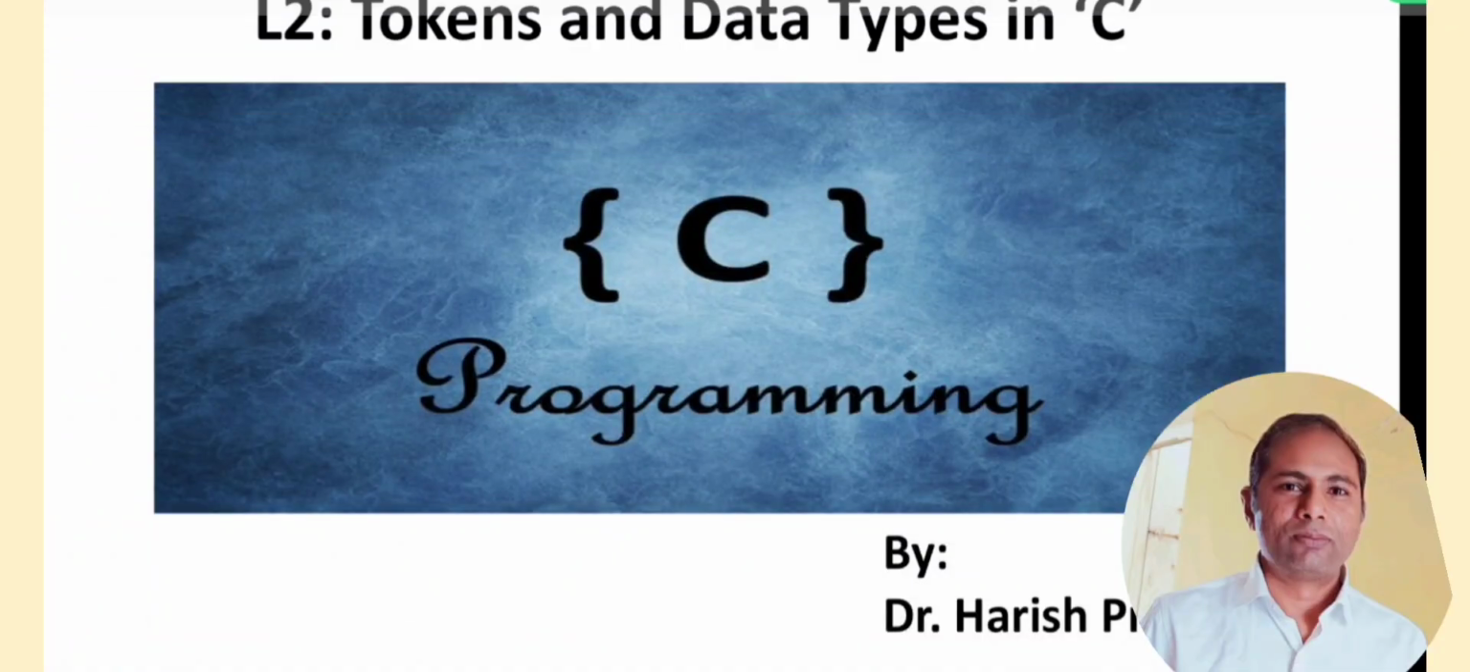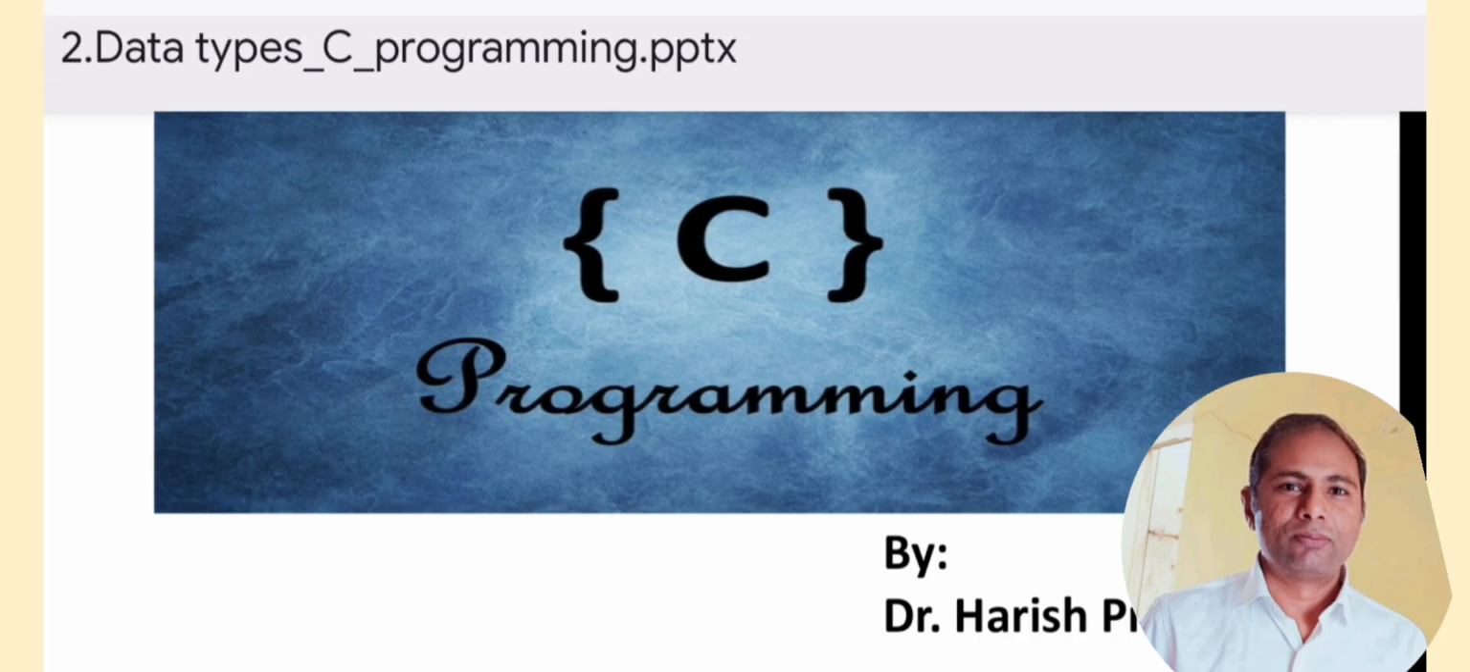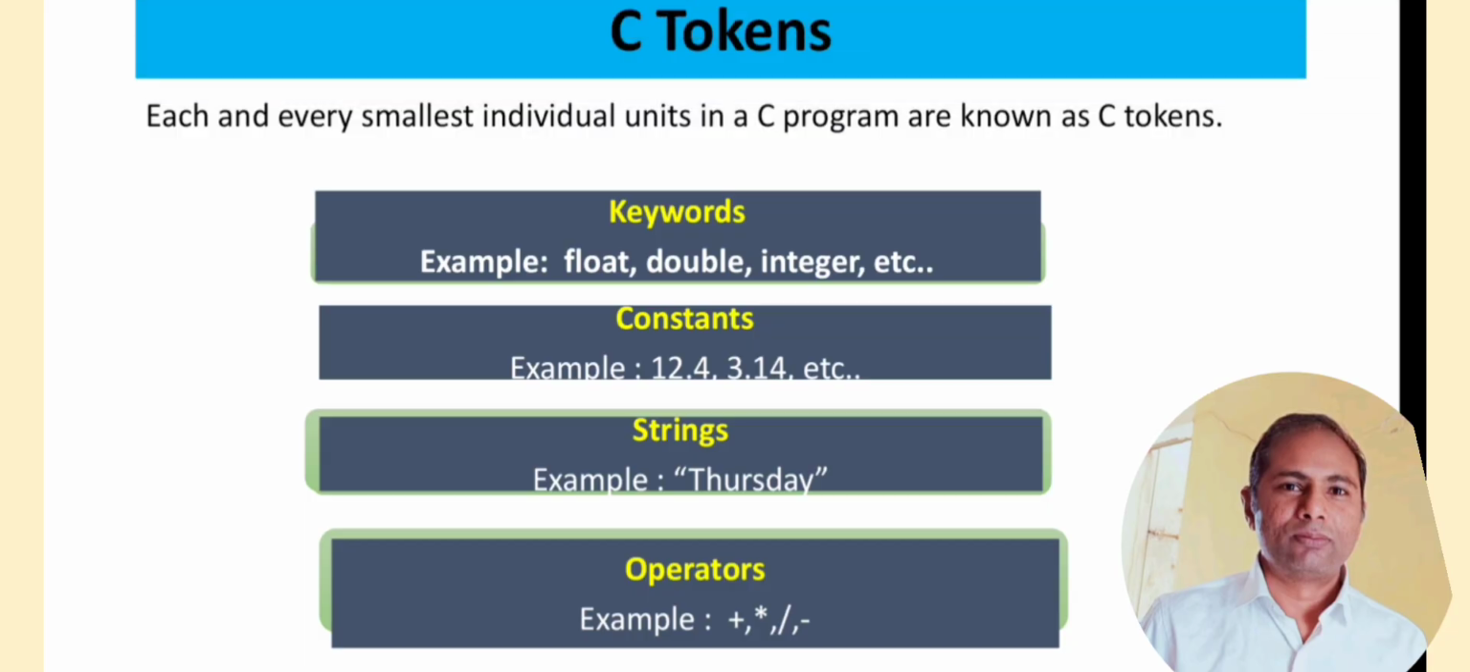Dear students, in this lecture we are going to see the tokens and data types in the C language. So, in case of the tokens, how can we define the token? A token is each and every smallest individual unit in a C program. Whatever things we are using in C are known as tokens.